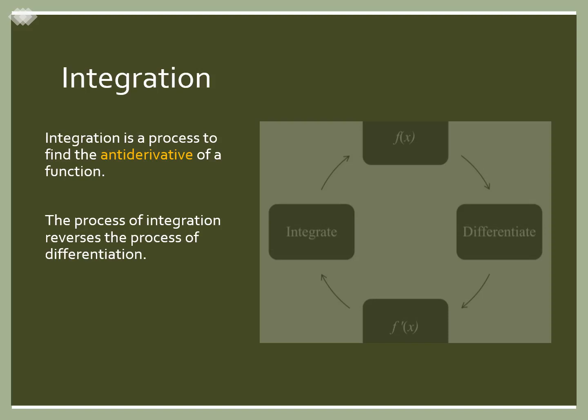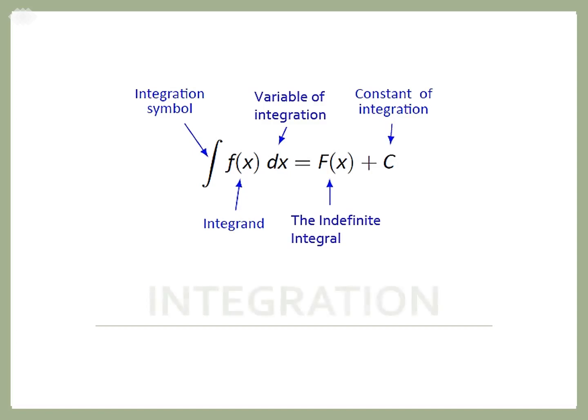Integration is a process to find the antiderivative of a function. The process of integration reverses the process of differentiation. The integration symbol refers to a stylish S. After the symbol, we put the function that we want to find the integral, which is known as the integrand, and then end it with dx, in which x here is the variable of the integration. For indefinite integral, the final answer is always plus c, which refers to the constant of integration.